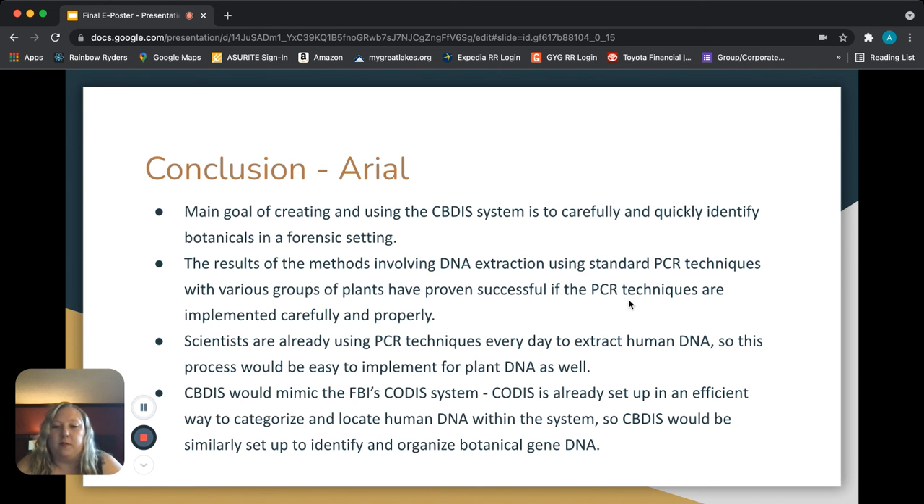CBDIS would mimic the FBI's CODIS system. CODIS is already set up in an efficient way to categorize and locate human DNA within their system, so CBDIS would be similarly set up to identify and organize botanical gene DNA.